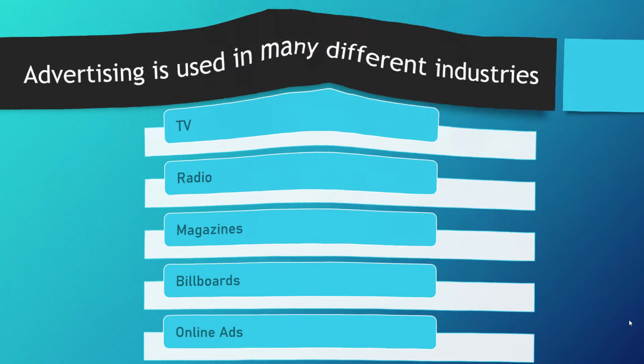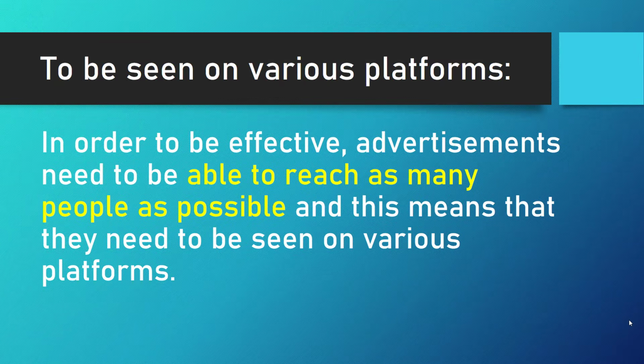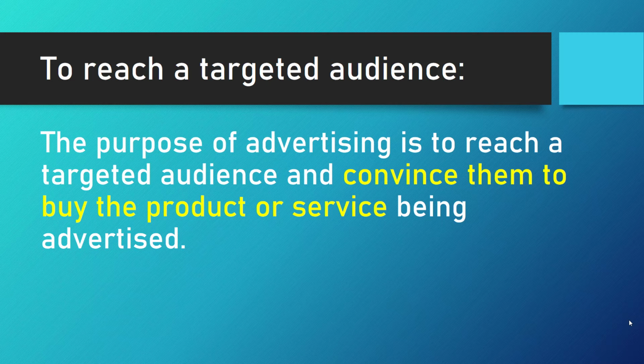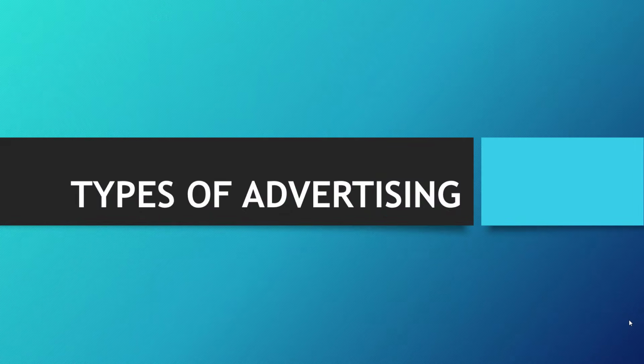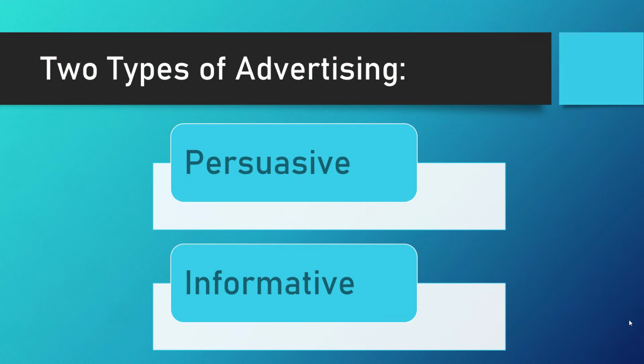Advertising is not just about the messages that are being communicated, but also about the way in which these messages are being communicated. In order to be effective, advertisements need to be able to reach as many people as possible, and this means that they need to be seen on various platforms. The purpose of advertising is to reach a targeted audience and convince them to buy the product or service being advertised. Types of advertising. There are two types of advertising: persuasive and informative.